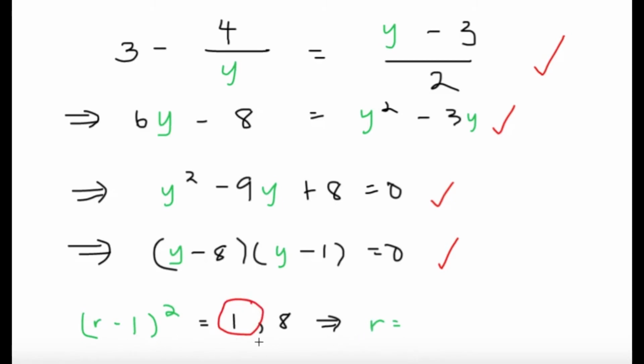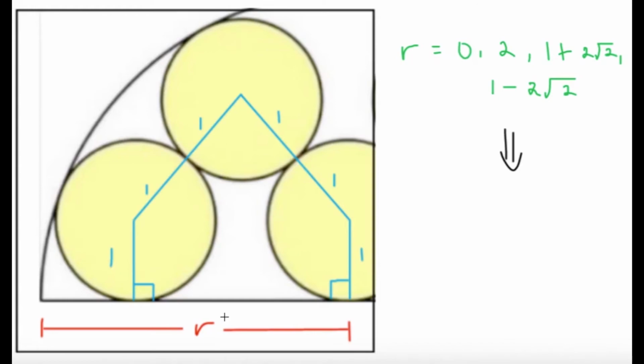If this was equal to 1, then we're going to get the possible values of r of 0 and 2. And if we take the case where it's equal to 8, we're going to have the 2 possible values, 1 plus 2 square root of 2 and 1 minus 2 square root of 2. Now, that's a lot of values for r. We should be able to get just 1 out of these 4 possible values because there should be only 1 possible value for r. So we kind of have to go back to the figure.